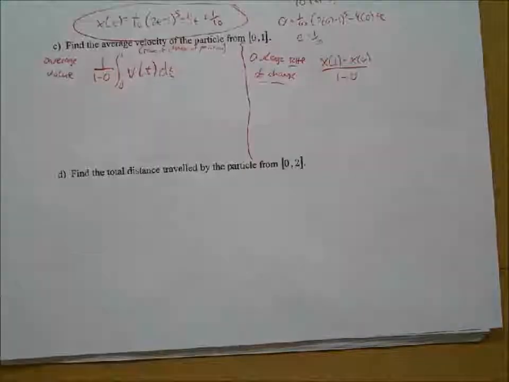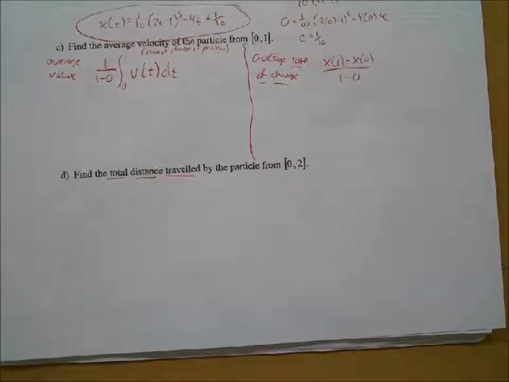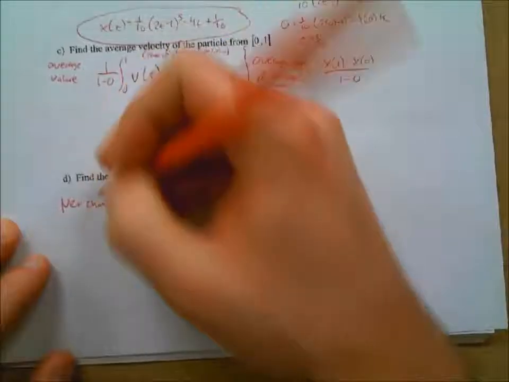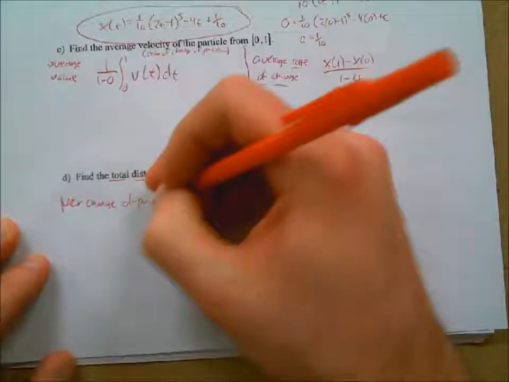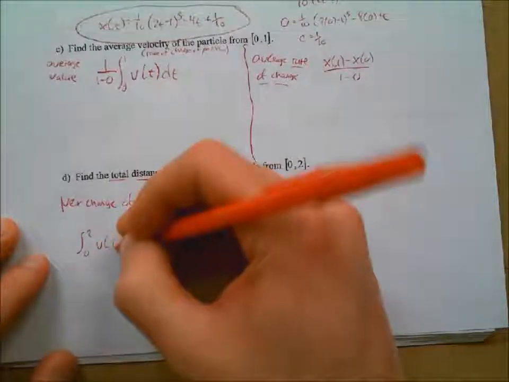Find the total distance traveled. Okay. How do we find the total distance traveled of a particle or an object? Okay, so it's like net change. If we wanted to find net change, we would just integrate the normal velocity. Integral of the normal velocity. So again, remember, net change of position is the integral from 0 to 2 of v of t dt.